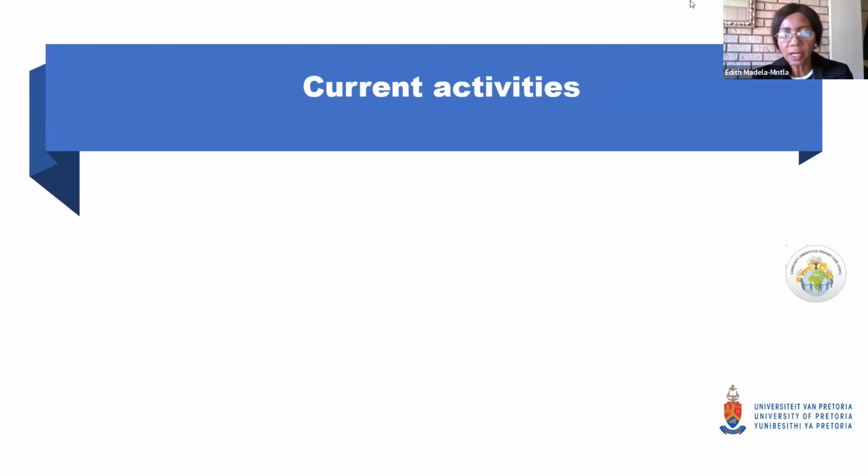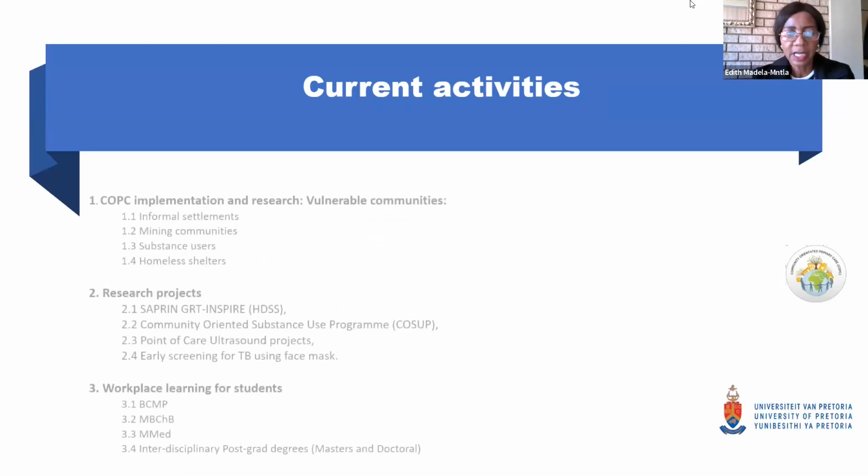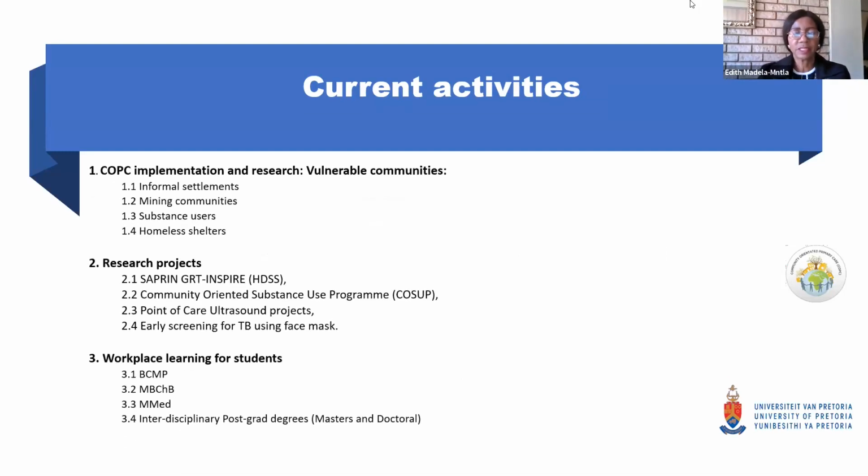So what are our current activities that have actually given us some lessons in terms of the environmental factors? And I've just summarized them. Number one, the COPC implementation and research, which focuses on vulnerable and underserved communities. These include informal settlements, mining communities, substance users, and homeless shelters.